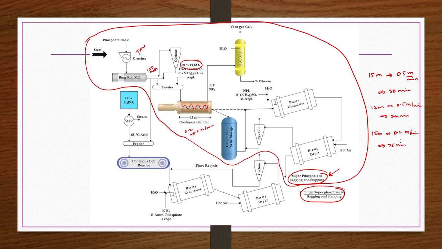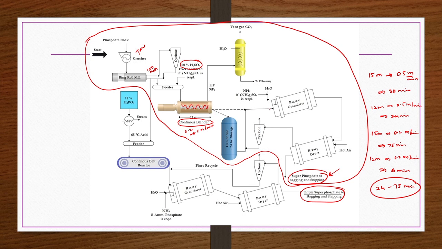75 minutes it will be there. And if you take 12 meters and it moves at 0.2 meters per minute, then approximately 60 minutes. So a minimum of 24 to a maximum of 75 minutes residence time is possible, depending on the speed at which you are rotating. This time itself is sufficient for the mixture to complete the reaction. That means almost all the reaction would be complete by the time the mixture enters and leaves the reactor. This continuous blender is nothing but the reactor. Only here the reaction is taking place, right?